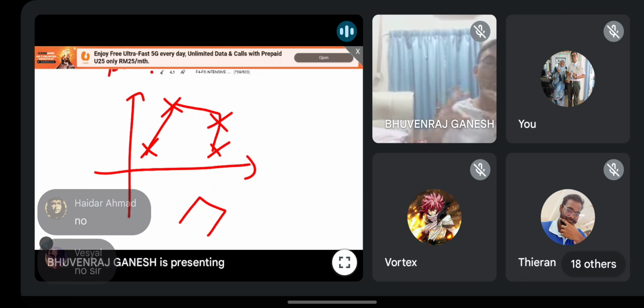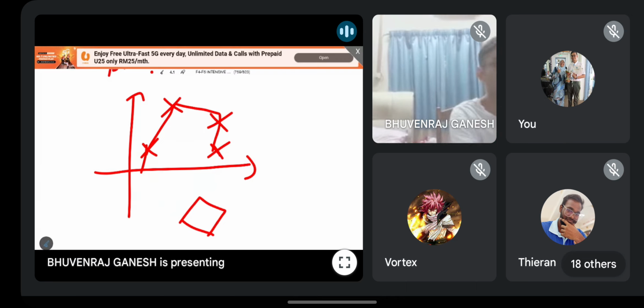Yeah, polygon must be close. Okay, tertutup. This is why kita kena sambungkan kat bawah. Then only you form a polygon. Okay, can you see when it's close? Okay, so you must connect to the x-axis.